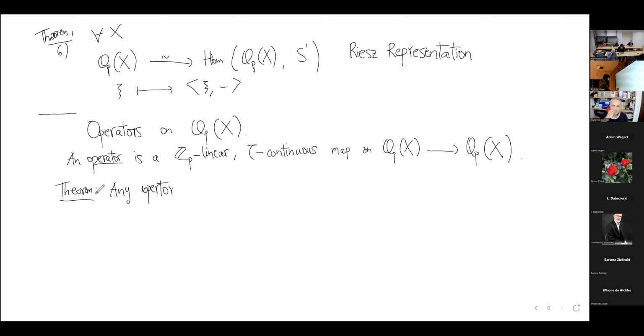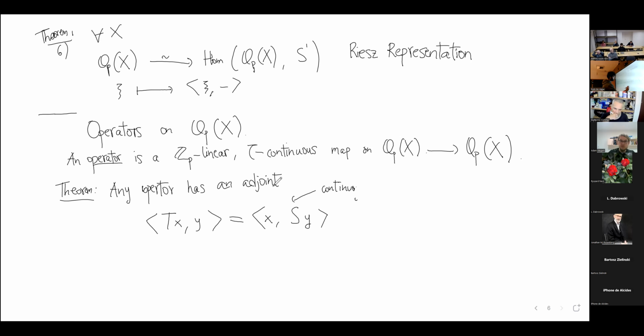So any operator defined in the sense has an adjoint. Using here this Riesz representation theorem, which gives me such an S by the usual technique. But you have to work slightly harder when the set is uncountable to show that this S is continuous for this tau topology. But that's a bit technical.